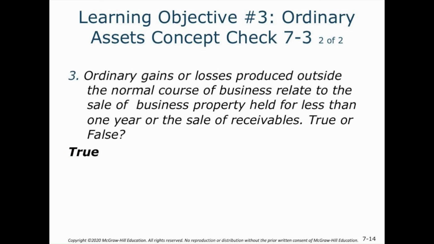3, ordinary gains or losses produced outside the normal course of business relate to the sale of business property held for less than 1 year or the sale of receivables, and that's going to be true.